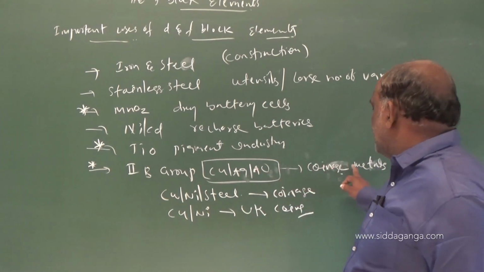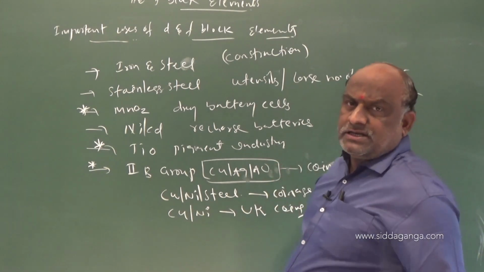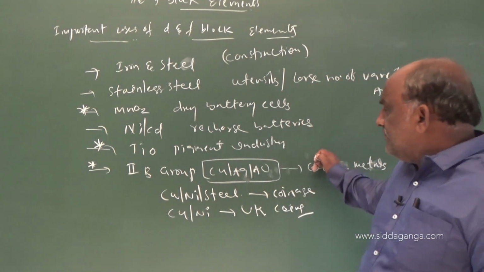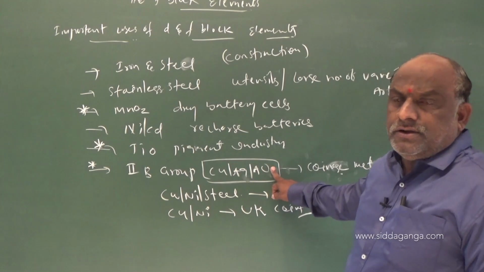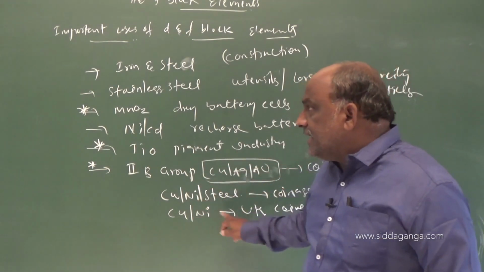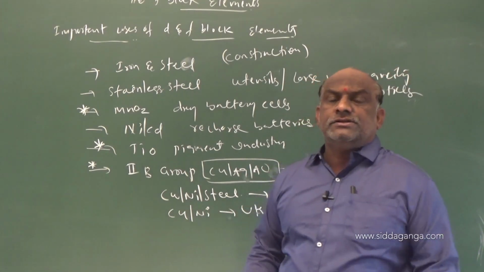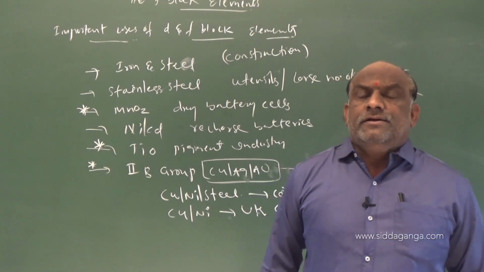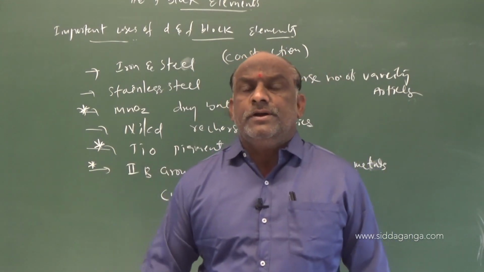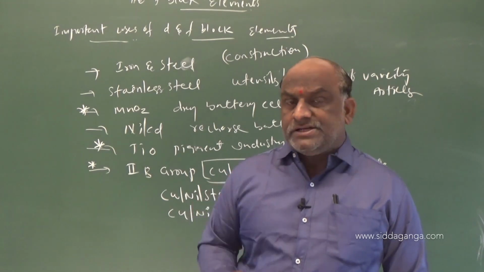Copper, silver, gold are said to be coinage metals, but nowadays in the UK and some other countries, they restrict the collection of items made of silver and gold. Instead of that, they use copper, nickel, steel as coinage metals, or copper and nickel. Those are called UK coins. These are the general important applications regarding D block elements. Some more applications are also there.